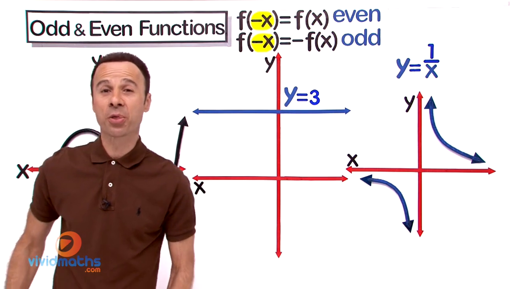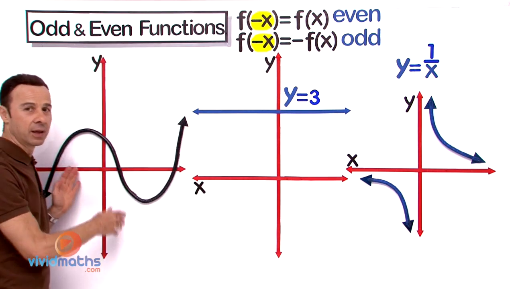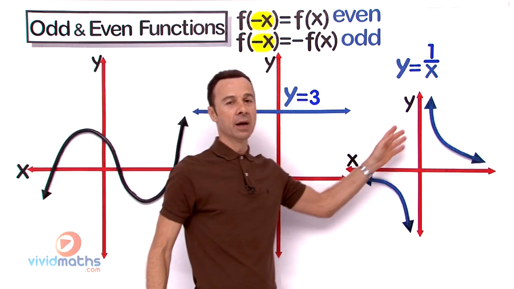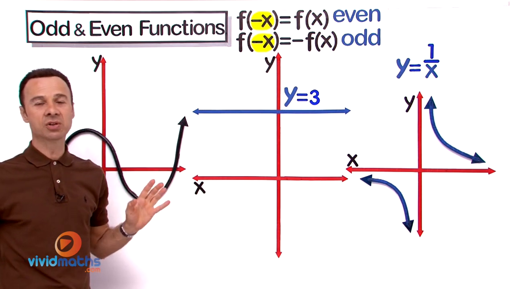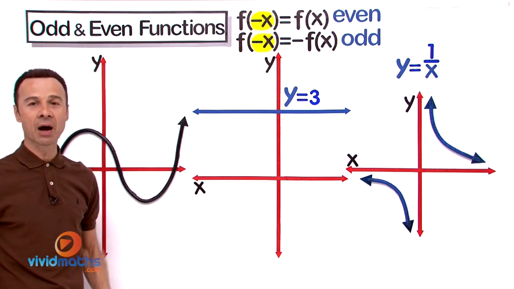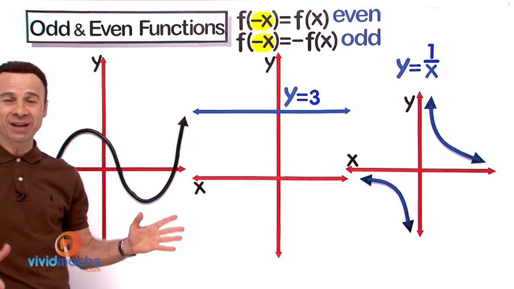Alright guys, we have three functions graphed on the number plane. We have the first function here, the second function, a straight line, and the third one, which is a hyperbola. Now for these three functions, what we are asked is to work out whether or not they are odd, even, or neither. Now, what are the criteria for each of these?